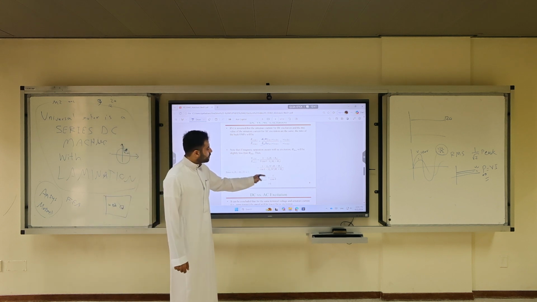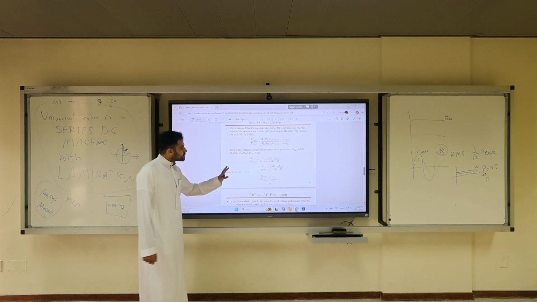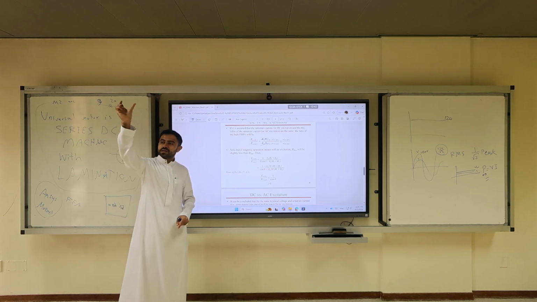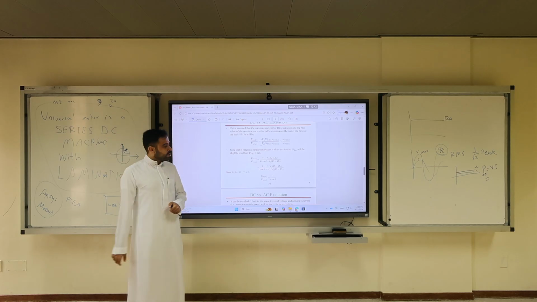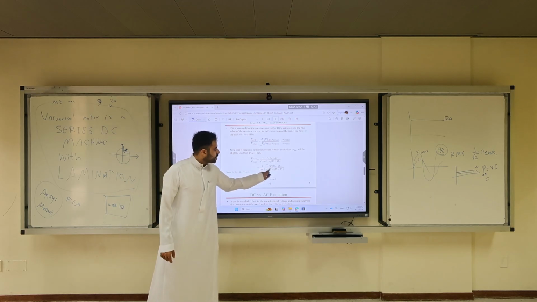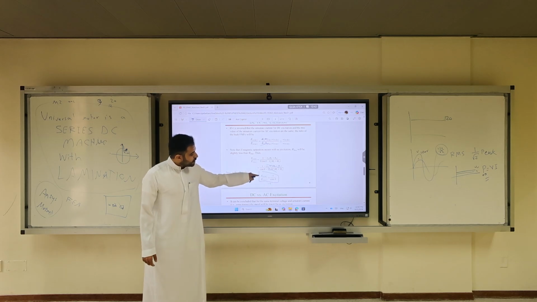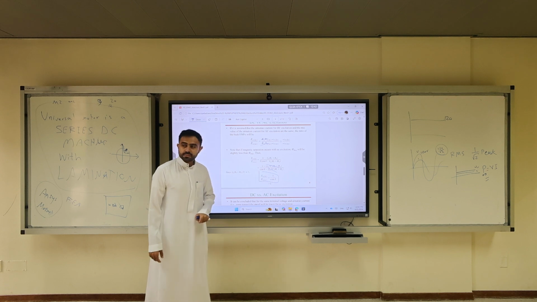If you divide by V, this will be 1 minus IA Rs over V. For some reason, assume that IA Rs over V, the voltage drop across the resistors, is much smaller than the supply. Can we make this assumption? It's a small number, very much less than 1. So I'm getting rid of these terms, and I'm getting this important formula: EA DC over EA AC is 1 over cosine theta.